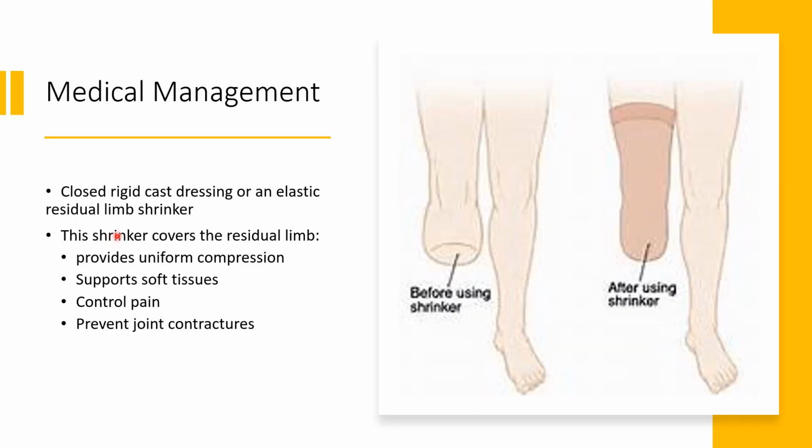Okay, so they can do a closed, rigid cast dressing or an elastic residual limb shrinker. The whole purpose of the shrinker is to shape the leftover limb so that they get it ready for a prosthetic, if we need to put a prosthetic on. See how when they cut it, it's just straight, but now they've put a shrinker on there for whatever the prescribed amount of time the doctor ordered, and then you are going to be able to attach a prosthetic so that the patient is able to walk. All right, and this is going to take time.